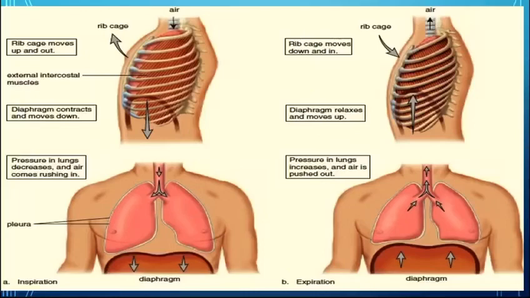The picture on the left shows inspiration, that is breathing in, during which the rib cage moves up and out. You can even try this in your own body by breathing in. Just inhale the air inside and see, what do you feel? Do you feel your chest moving outside? And at that time your diaphragm contracts and moves down. While the right side shows expiration, the rib cage moves down and in and the diaphragm relaxes.